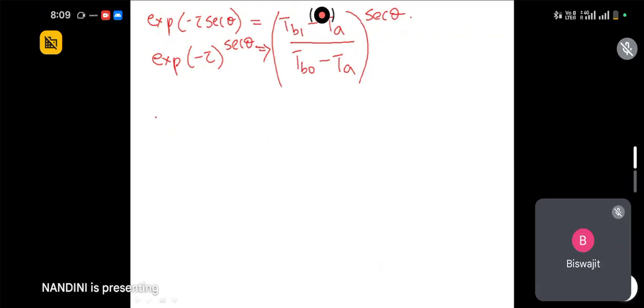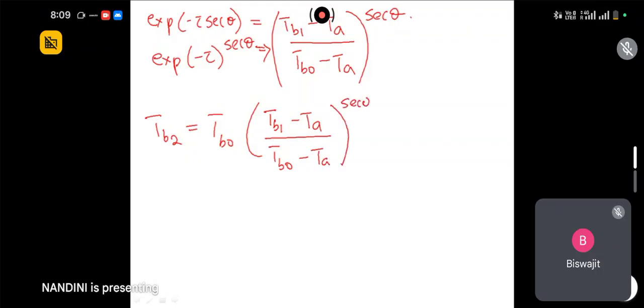Now we can write what is TB2 after substituting exponential of minus tau sec theta with this value. So TB2 becomes TB0 into exponential of minus tau sec theta. It will be TB1 minus Ta by TB0 minus Ta, the whole raised to sec theta, plus Ta into 1 minus exponential of minus tau sec theta. It will be 1 minus TB1 minus TA by TB0 minus TA the whole raised to sec theta.